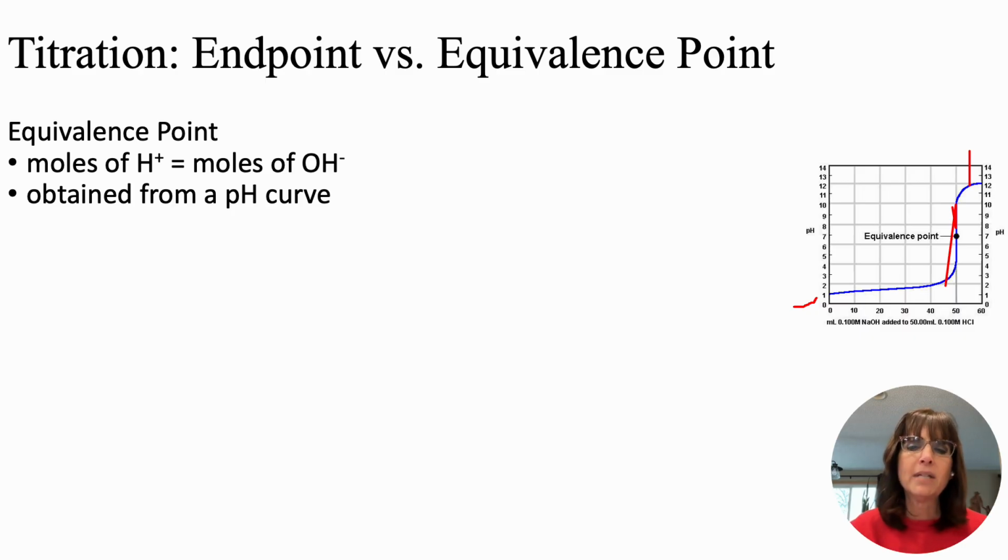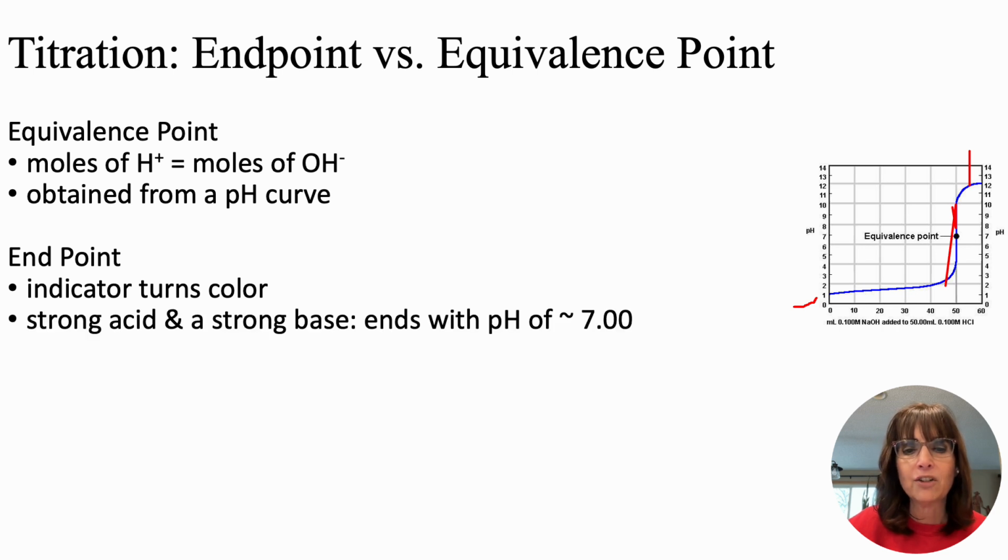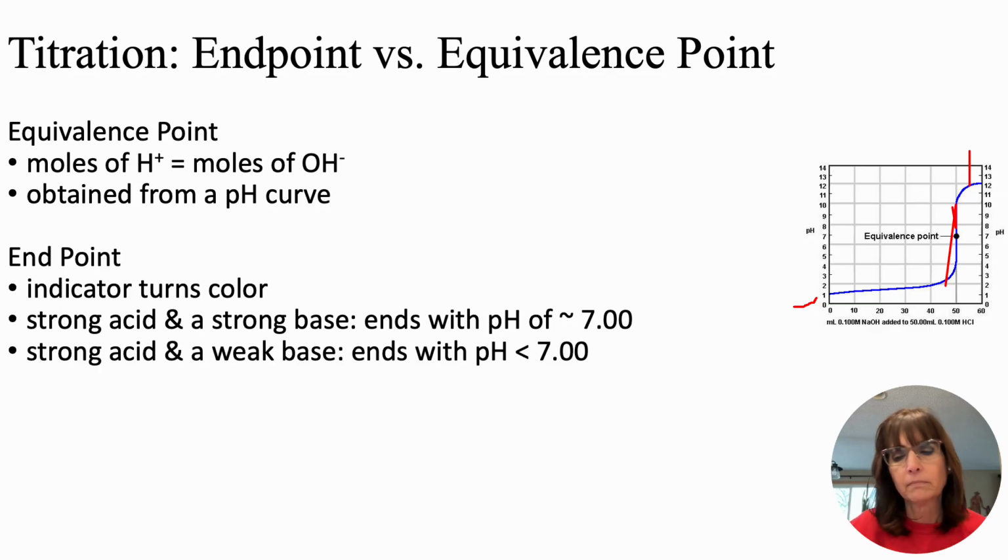So you have to do a titration. You actually go beyond the endpoint and you keep going till you get this beautiful S curve. We're not going to do that though. We're going to use endpoint, which is, I think, actually more fun. The indicator turns color, and there are different indicators depending on the pH range. We're going to use phenolphthalein, and it turns pink. Usually, if you have a strong acid with a strong base, you're going to end with a pH of around 7. Doesn't always work, but usually.